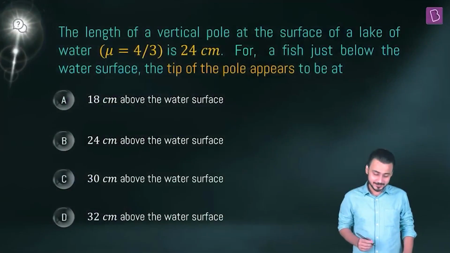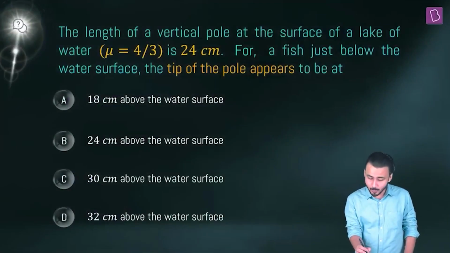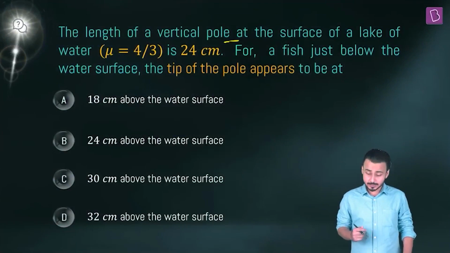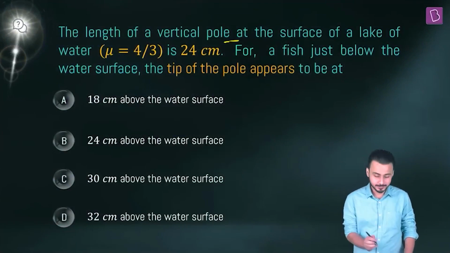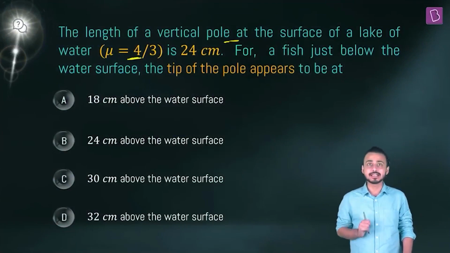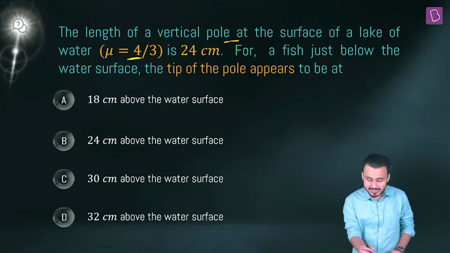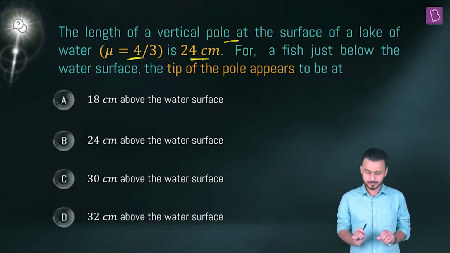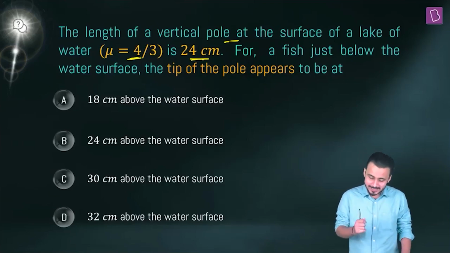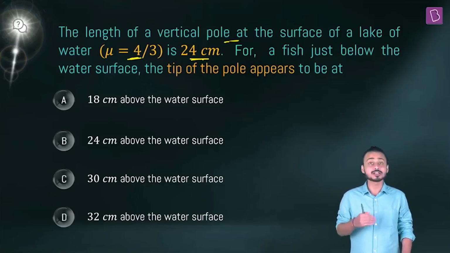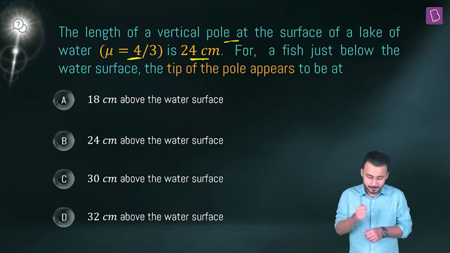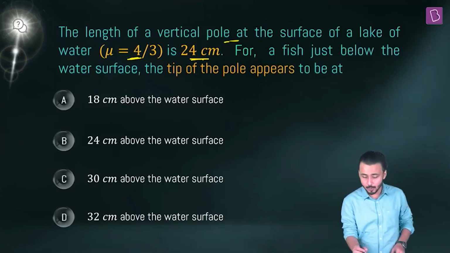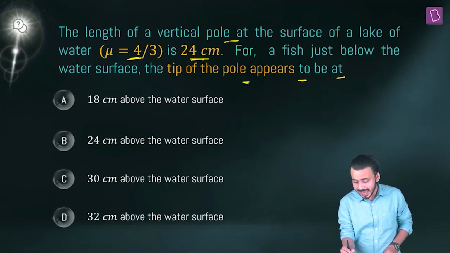Here the statement is, the length of a vertical pole at the surface of a lake of water, where mu of water is given to be 4/3, is 24 centimeter. Okay, first read out the problem, then I'll discuss the details. Then a fish just below the water surface, for a fish just below the water surface, the tip of the pole appears to be at.